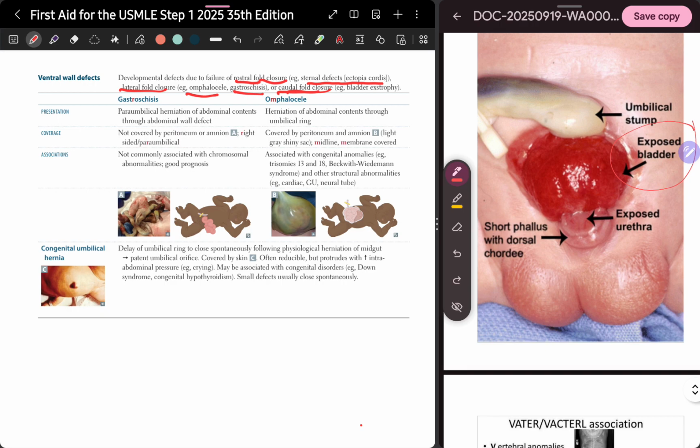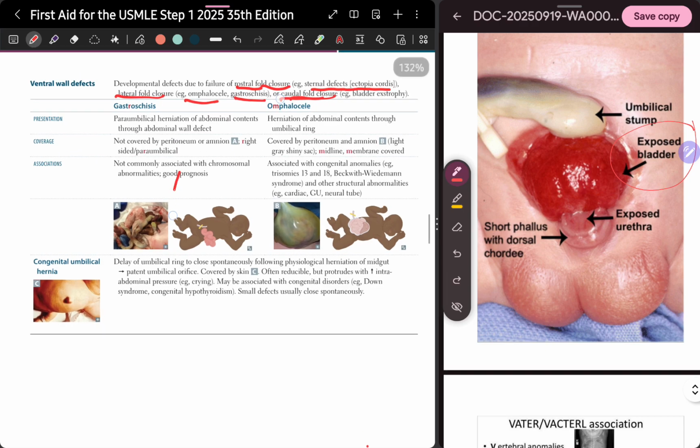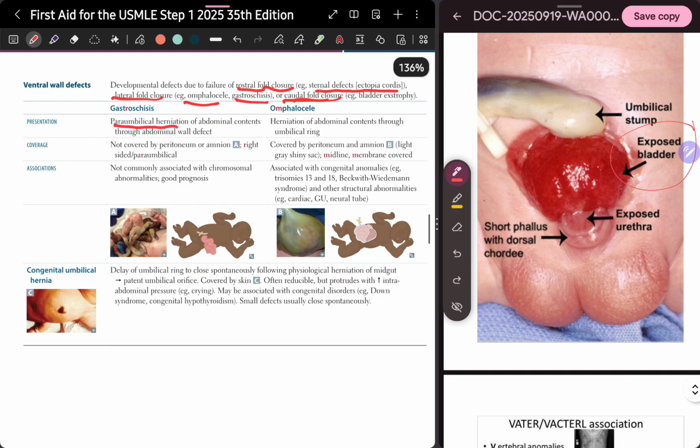Para-umbilical means the herniation is around the main umbilical ring. It is not through the umbilical ring but around. It is the abdominal wall defect which is closer to the umbilical ring but not through the umbilical ring. So it is the para-umbilical herniation. The next thing is the omphalocele, which is herniation of abdominal content through the umbilical ring. So this is the important thing, that it is through the umbilical ring.